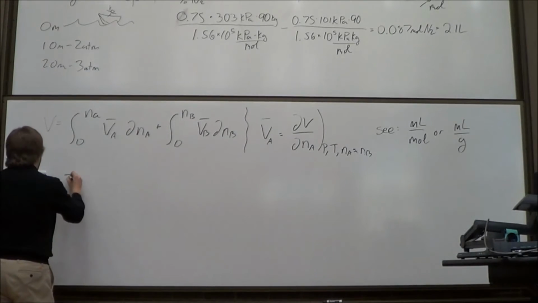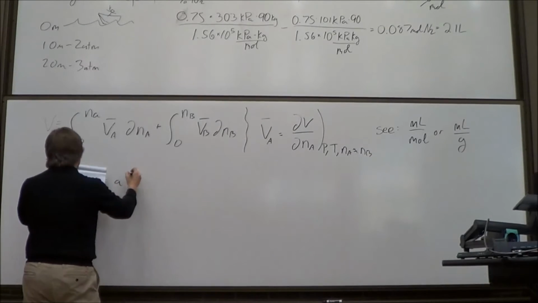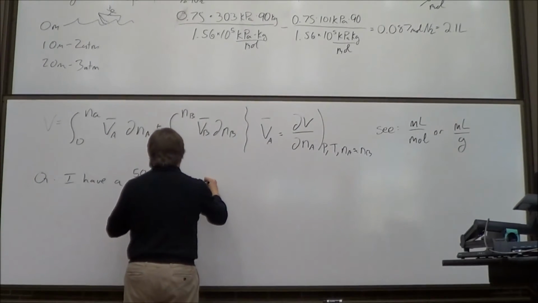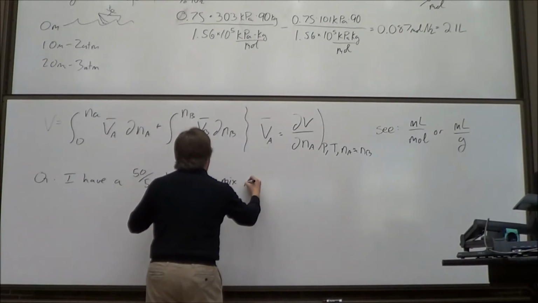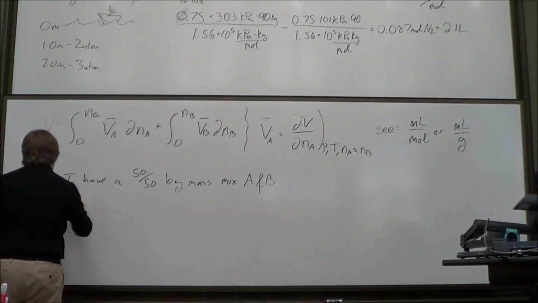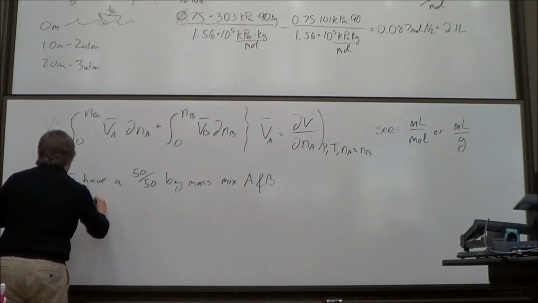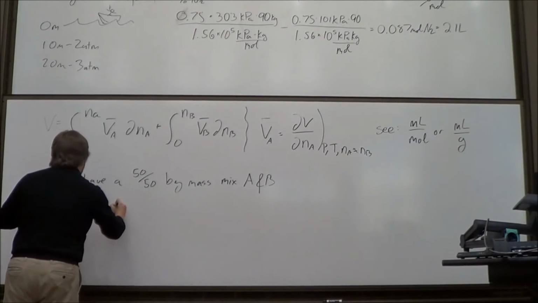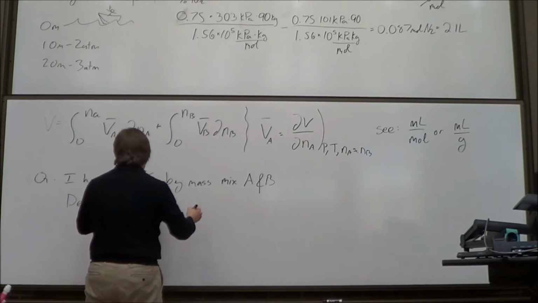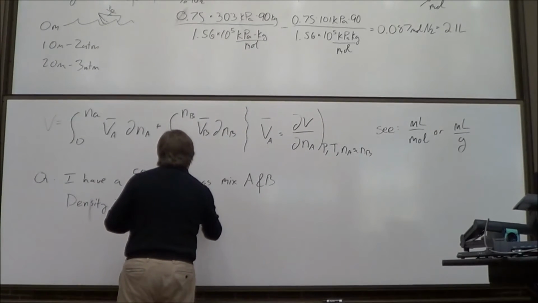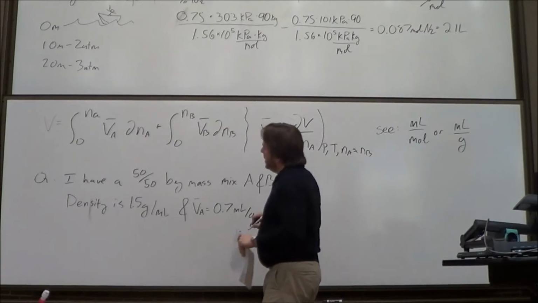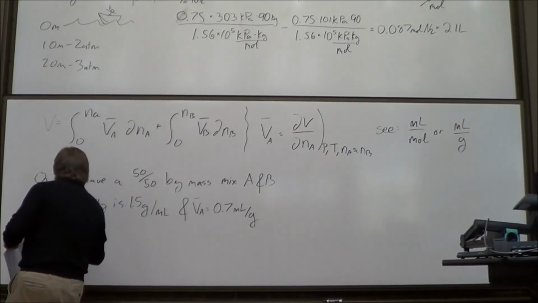Okay, so the question is, I have a 50-50, 50% by mass, mix of A and B. I rarely identify them, I actually use real numbers, but I rarely identify them just because I don't want it to get confusing. The density is 1.5 grams per milliliter. That's kind of high, I just picked that one out of thin air. And the partial volume of A is 0.7 mils per gram. Okay, then the question is, what is the partial volume of B?